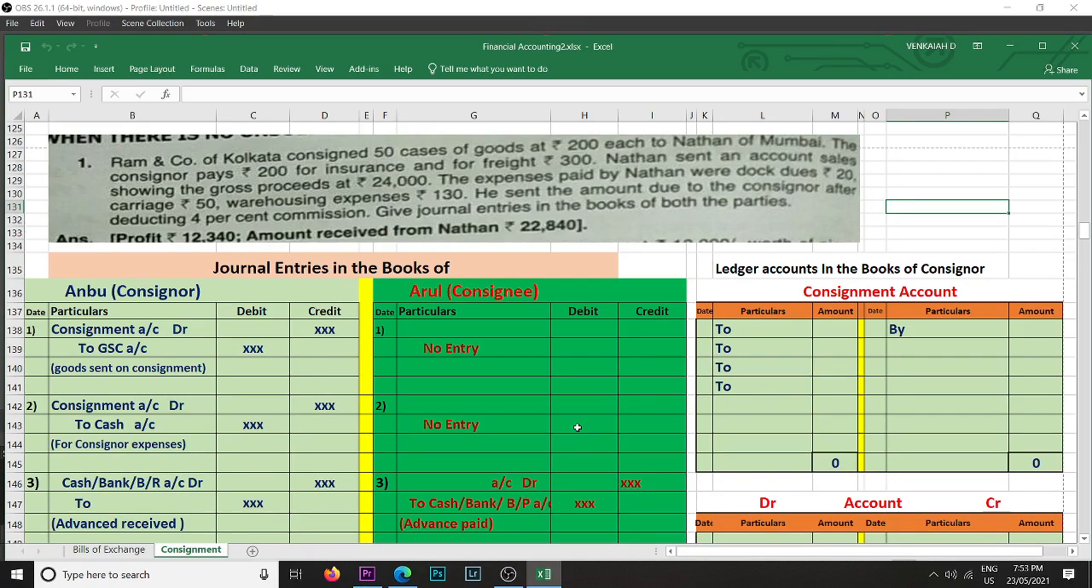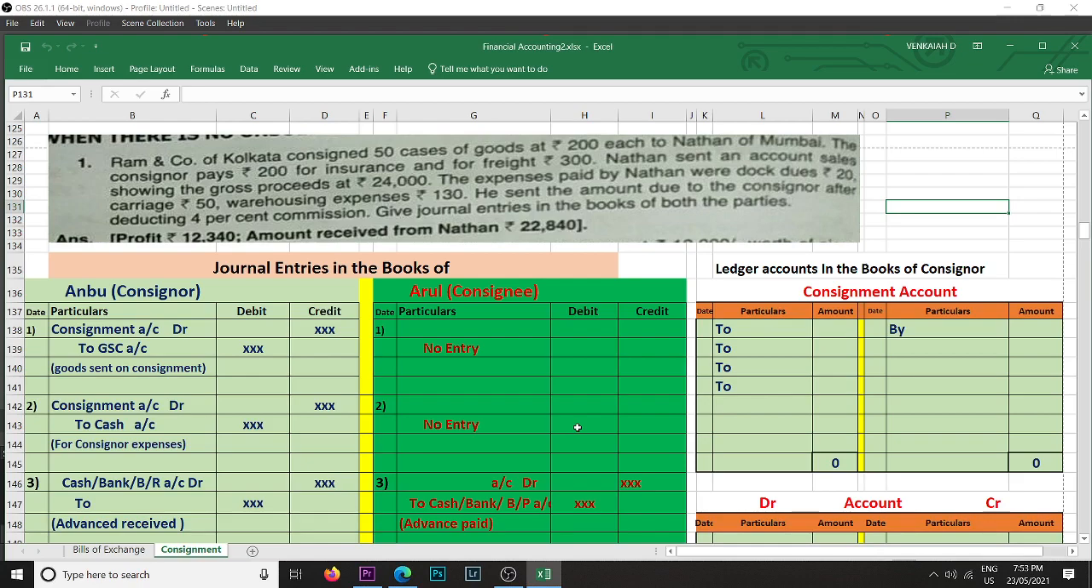In the last three videos, we learned the introduction, journal entries, and one problem. Now we are doing textbook problems from Kalyani Publishers. From those, I will explain selected problems according to the model.